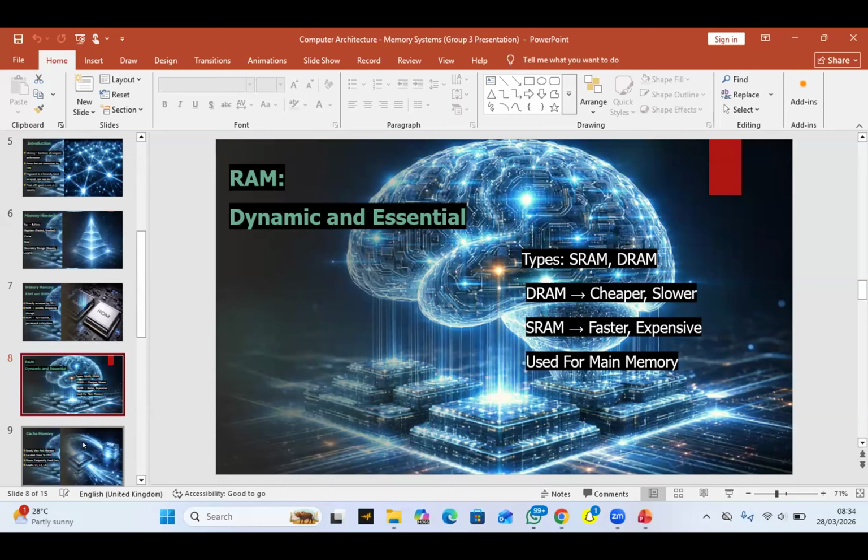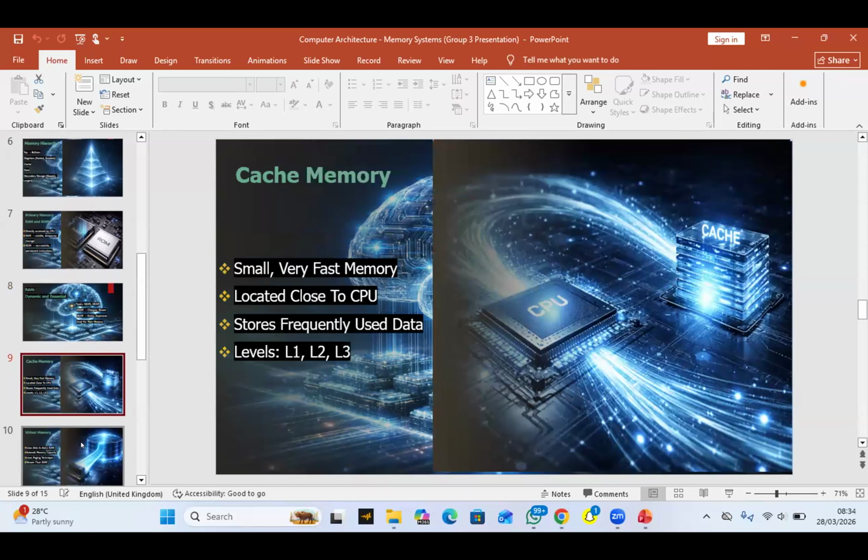Please move to the next slide, please. We have limited time, so I cannot explain everything in plenty. So I'm briefing everything faster. We talk about the cache memory. It says that the cache is very fast. It's located close to the CPU and it stores frequently used data. We have level 1, level 2, and level 3.